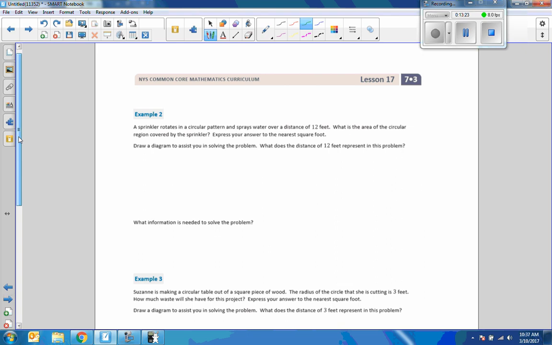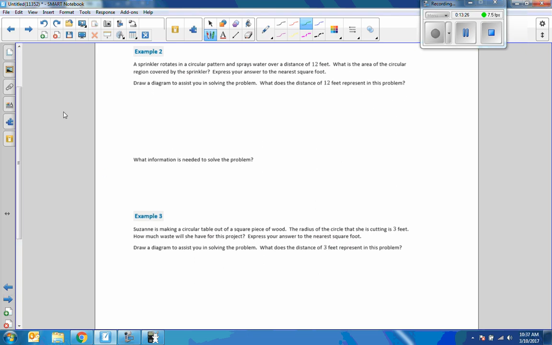Example 2. A sprinkler rotates in a circular pattern and sprays water over a distance of 12 feet. Okay, so it's a diagram. So I'm going to grab my compass. I'm going to draw a circle. Okay, so here's my circle.